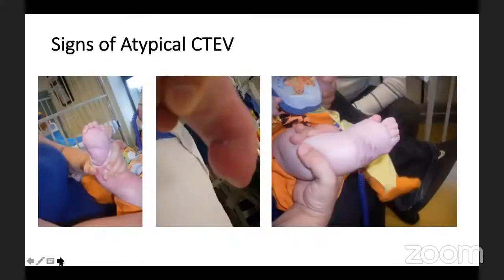And remember to look for signs of the atypical foot, which again will be discussed later, but these pictures just demonstrate the abnormal medial crease that can traverse the whole foot with an atypical clubfoot, and the short elevated hallux that may raise concerns.